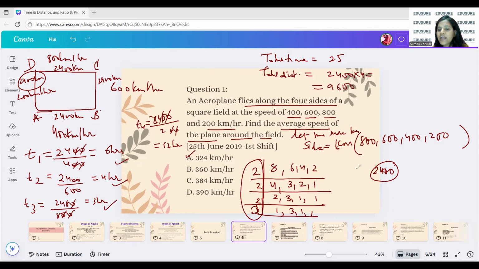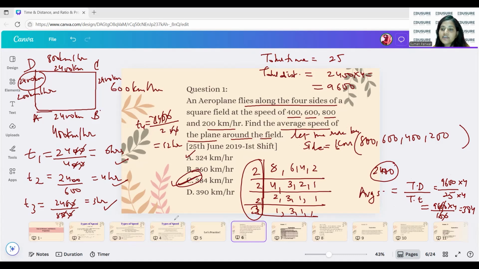So we want to find out the average speed. So average speed is total distance divided by total time. So total distance is 9600 divided by 25. So multiply and divide by 4. So 9600 by 4 divided by 100, which is 384 kilometers per hour. So option number C is the correct answer for this question. All right.